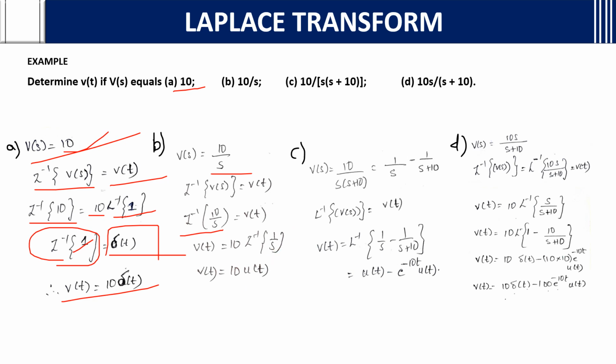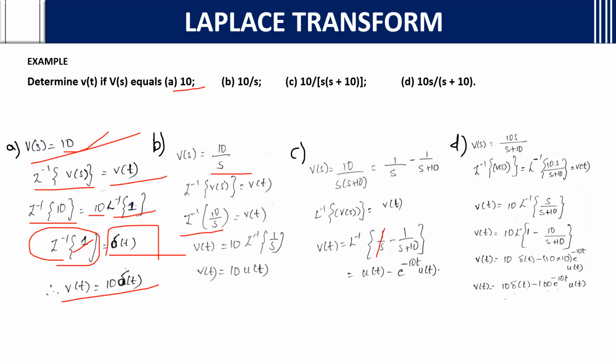Then v of s equals what you have given, 10 by s into s plus 10. You can write in this form: 1 by s minus 1 by s plus 10. If you take LCM, again you will get the same equation. s plus 10 minus s cancel, so again you will get 10 by s into s plus 10. In this form, Laplace inverse of v of s is equal to v of t. So Laplace inverse of 1 by s minus 1 by s plus 10.